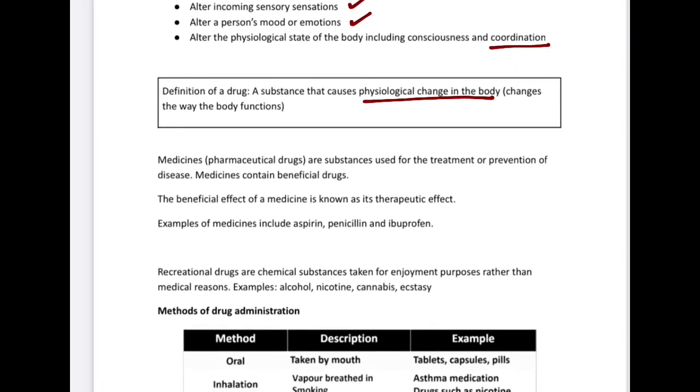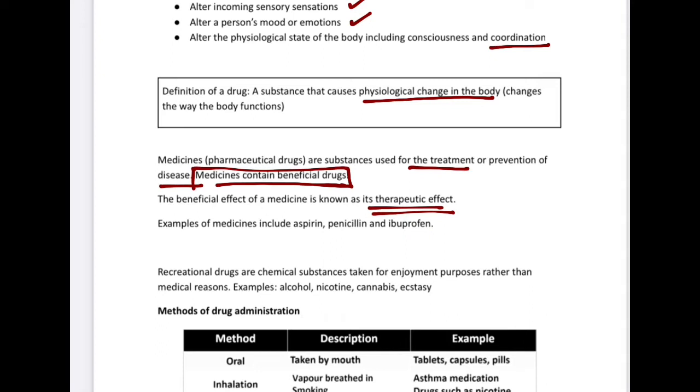Now, medicines or pharmaceutical drugs, these are used for the treatment or prevention of disease. So we can say that medicines are beneficial drugs. And the beneficial effect of a medicine is called its therapeutic effect. And examples of medicines include aspirin, penicillin, ibuprofen. So these are medicines or pharmaceutical drugs.